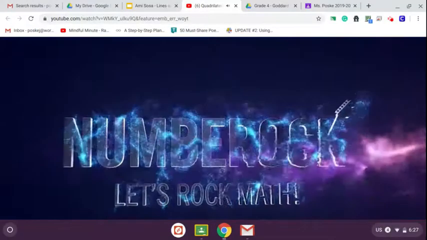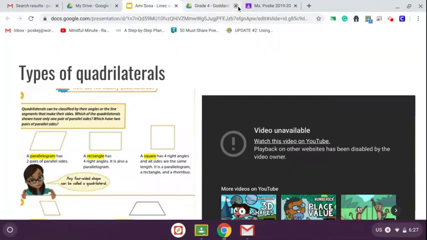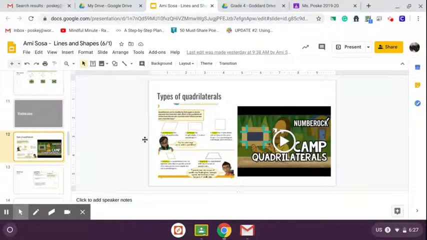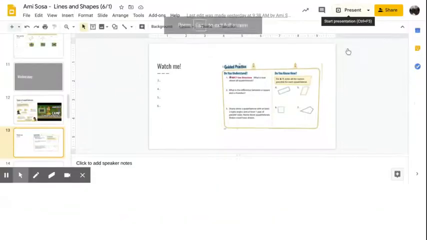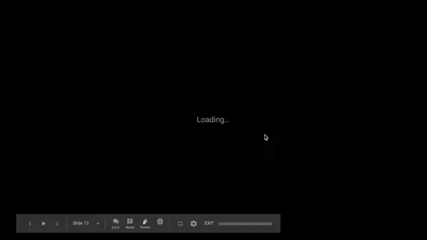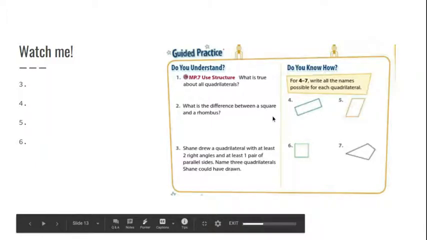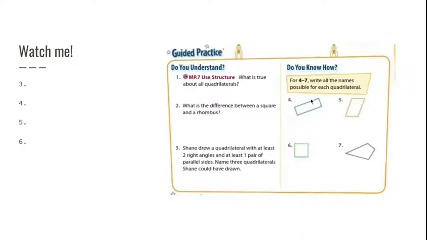All right, so that was just a little bit of an extra on parallelograms, rectangles, squares, rhombuses, and trapezoids. Okay, let's take a look at this next slide. So the name for this quadrilateral, number 4, would be a rhombus. No, not a rhombus, I'm sorry. A rectangle. This is a rectangle.